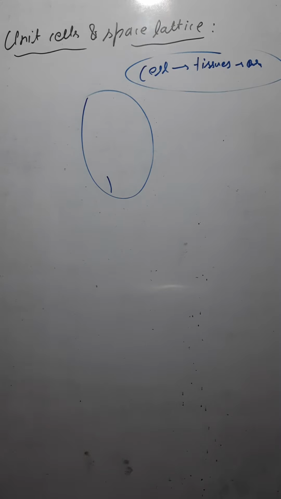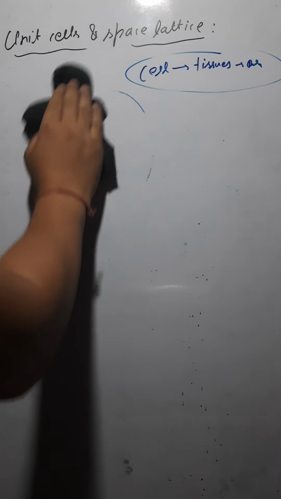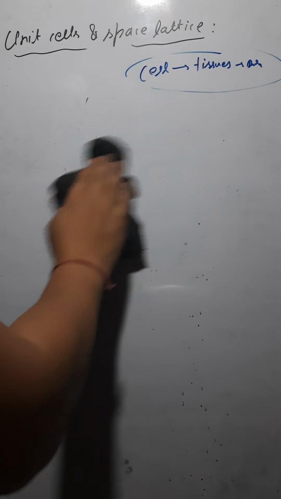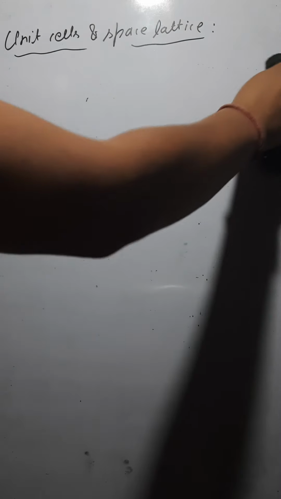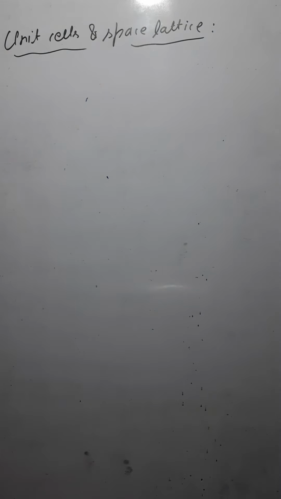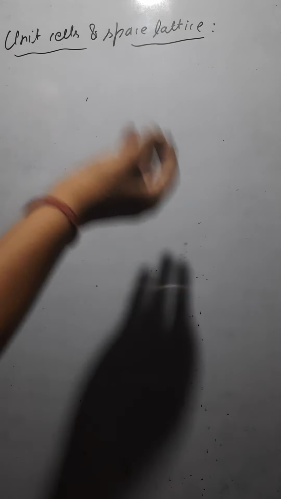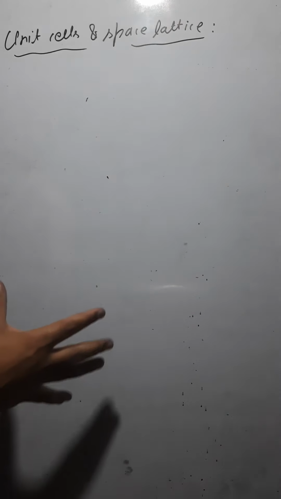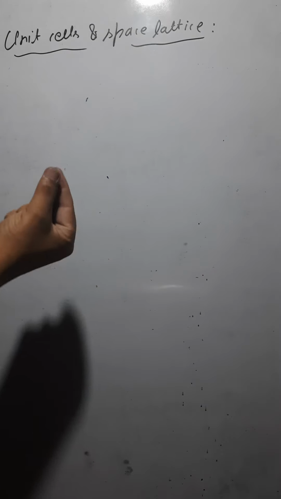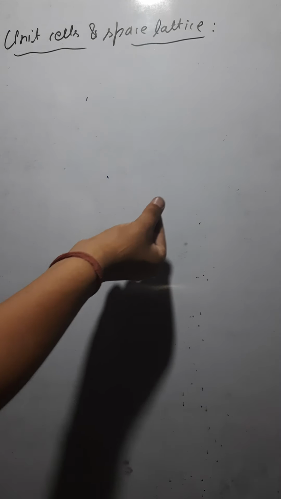Similarly, in the case of solids also, we have the smallest basic unit, which is known as the unit cell. Yes. So the smallest unit of a solid is a unit cell. Different unit cells combine together and form a big structure. Small units are combining together.